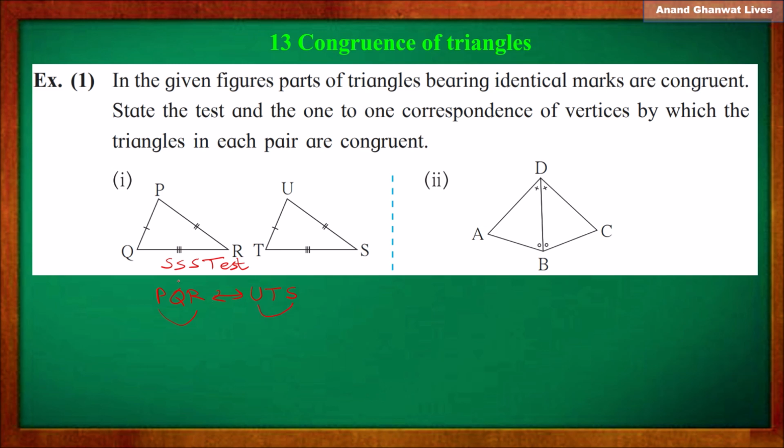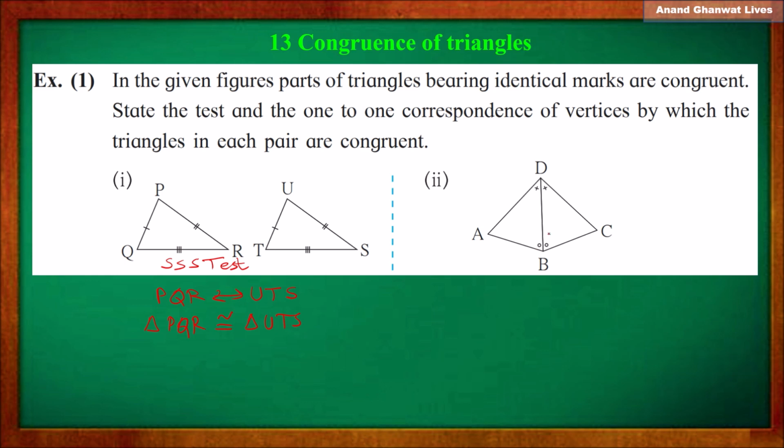Okay, so all three corresponding sides or congruent sides are exactly matched, so this correspondence gives the very accurate congruent pairs of segments. So these two triangles, triangle PQR is congruent with triangle UTS. Now next, triangle ABD and triangle BDC.